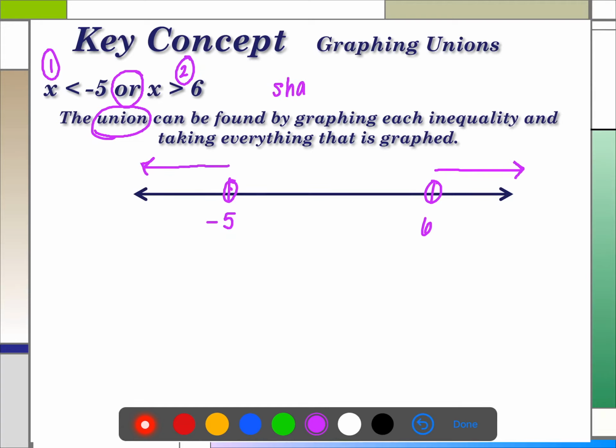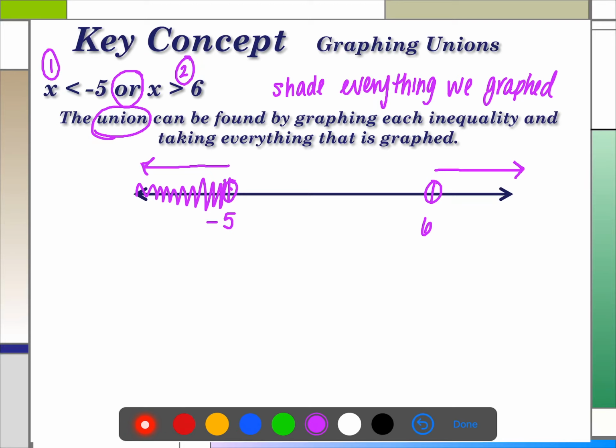Okay, so for a union, we shade everything we graphed. So what did I graph? I graphed the arrows. So we're going to shade anywhere that you have an arrow. So there's one over here, and there's one over here. Okay, so both pieces of that shading is my final answer.